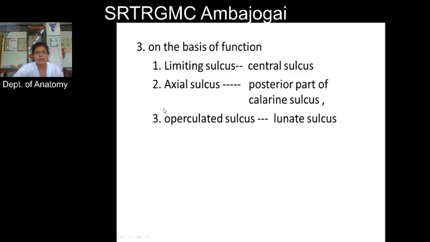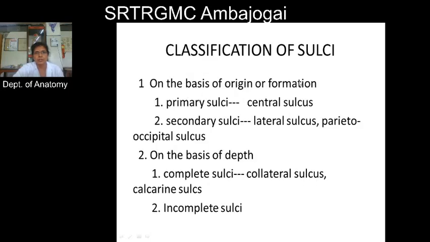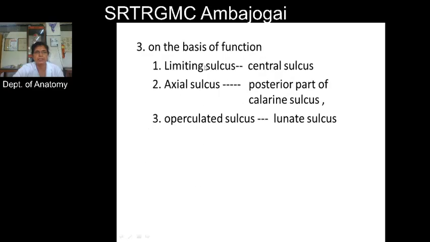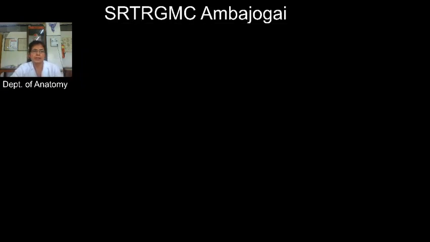So this is about the classification of sulci. These sulci are classified on the basis of origin or formation into primary and secondary sulci. On the basis of depth, they are divided into complete and incomplete, and on the basis of function, they are divided into limiting sulcus, axial sulcus, and operculated sulci. And this is all about the external features of the cerebral hemisphere, that is its poles, borders, surfaces, then sulci and gyri on the superolateral surface, medial surface, and the inferior surface.